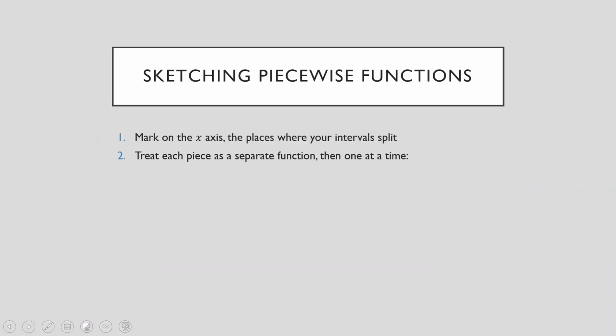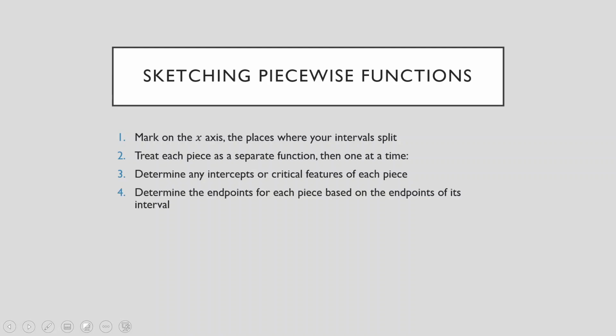Then, once you've done that, you're just going to treat each piece of your piecewise function as a separate function, one at a time, just sketching each one at a time. And the guidelines for sketching each piece are as follows. First of all, you work out your intercepts or critical features like you would normally when you sketch a particular type of graph. The other thing you have to worry about though is because we're not sketching over the entire Cartesian plane, we're going to be stopping our drawing at a particular endpoint. You need to determine what the endpoint is for each of the pieces. And I'll show you how to do that in a second.